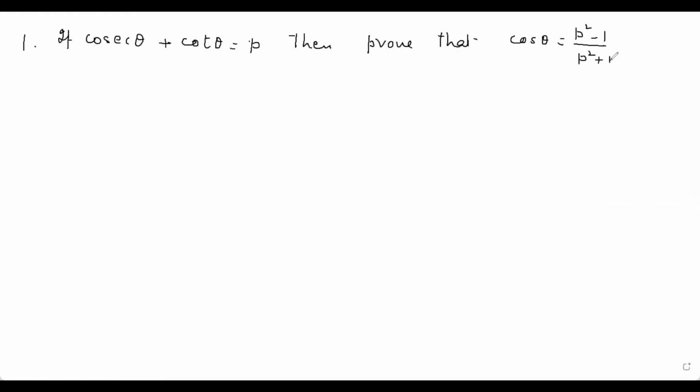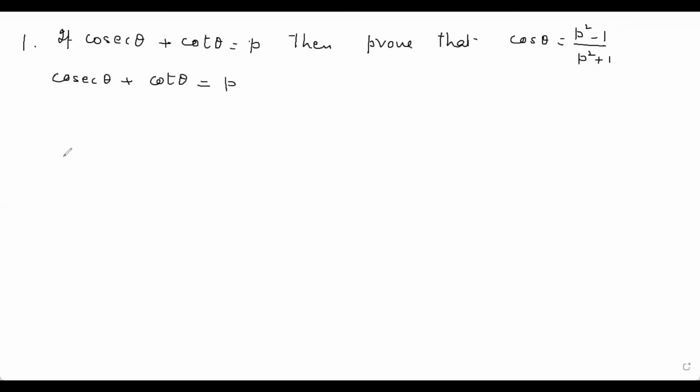Now I am going to start 8.4 exercise of exemplar. Its first sum is, if cosec theta plus cot theta is equal to p, then prove that cos theta is equal to p square minus 1 upon p square plus 1. Cosec theta plus cot theta is equal to p. This is given to us. We are to prove that cos theta is equal to p square minus 1 upon p square plus 1.